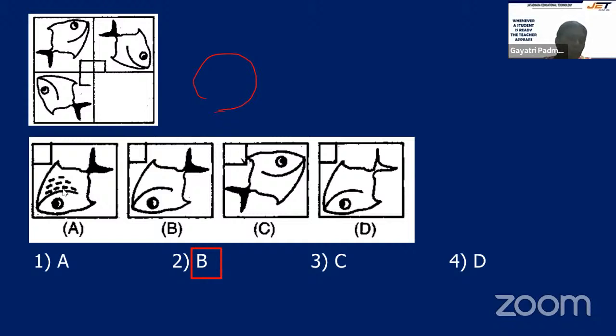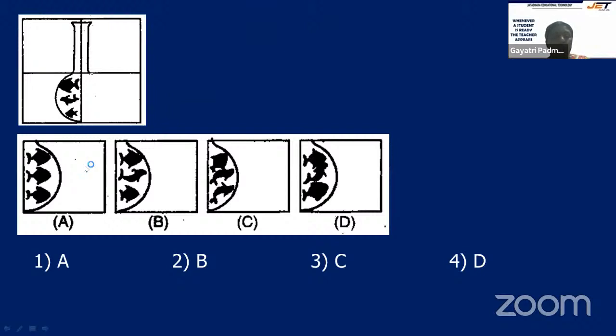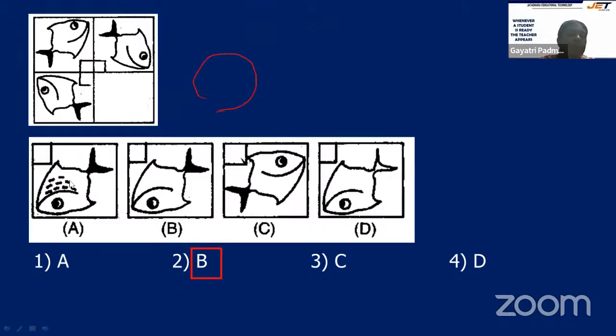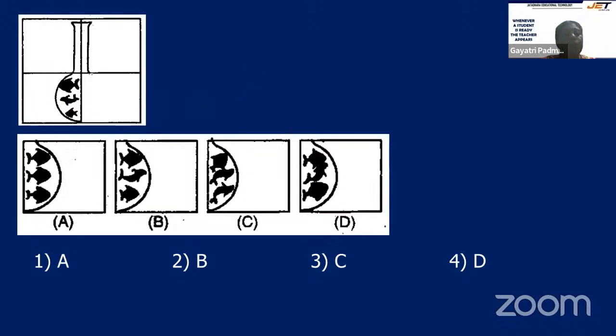It cannot be A because here we can see that the skin has so many highlighted parts, which is not there in the original figure. So it cannot be A. It cannot be C because this fish is facing the other side. And it cannot be D because the tail of the fish is not highlighted. All right? Yes. Even minute things have to be noted, isn't it? All right, let's move on to the next question.